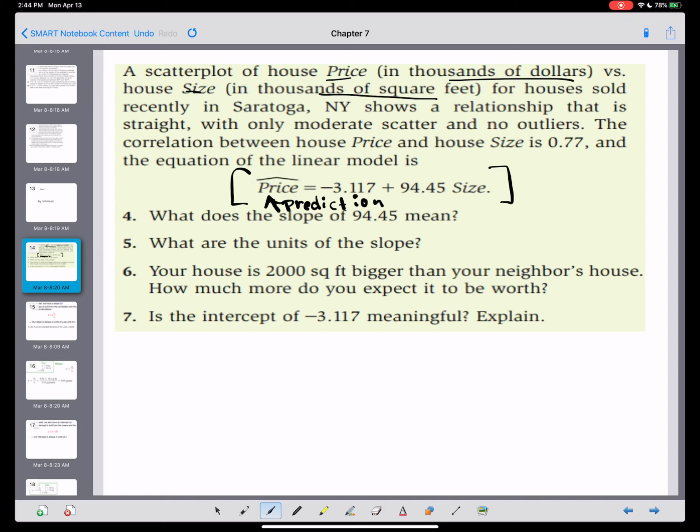Okay, so what does the slope 94.45 mean? Well, remember, slope is y over x. The y value is price, so it's 94.45 over 1, dollars over feet squared. Sorry, I totally messed up there. I wasn't careful. It says thousands of dollars, so it's 94.45 thousand, right?